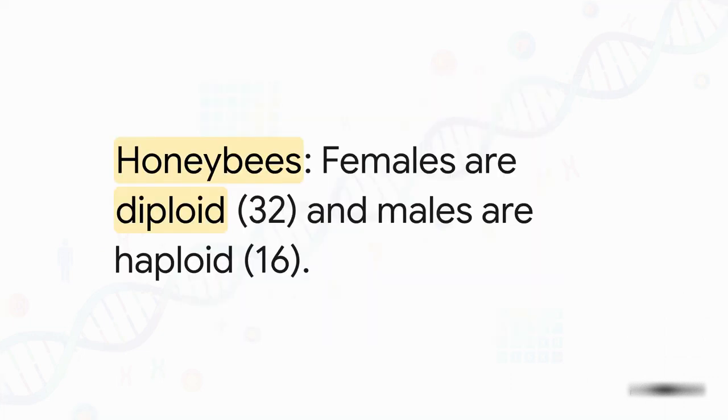But if you want a truly mind-bending system, we have to talk about the honeybee. They don't even bother with specific sex chromosomes. Instead, they use a haplodiploid system. Females, so the queens and the workers, are diploid. They have 32 chromosomes from a totally normal fertilized egg. But the males, the drones, they're haploid. They only have 16 chromosomes because they develop from completely unfertilized eggs through a crazy process called parthenogenesis.